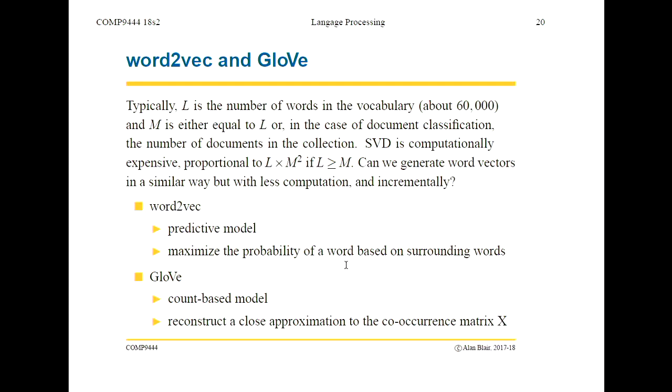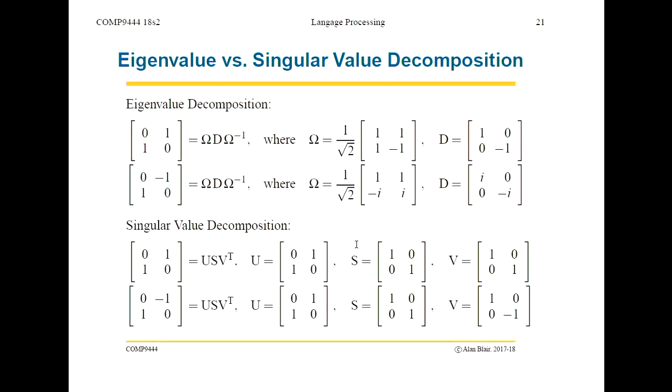The consensus, speaking today, I think people tend to think that GloVe gives a little bit of a better result than word2vec. But word2vec is simpler, so that's the reason we're actually going to look at word2vec. And if you're interested in GloVe, you can go and look at the details on your own.